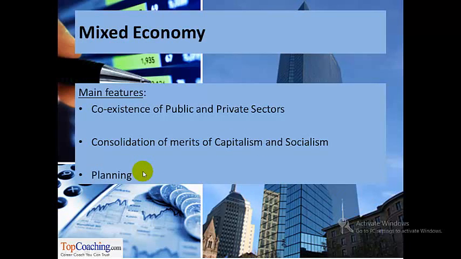The third important feature of mixed economy is planning. Economic planning is another important feature of the mixed economy. Planning will direct the relative roles of public and private sectors and their respective jurisdictions.